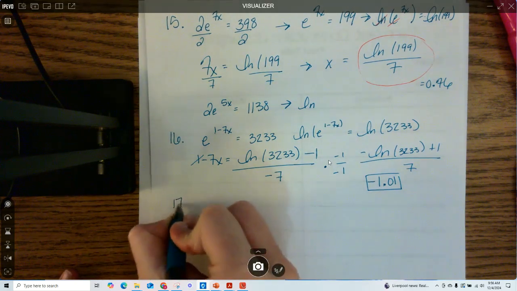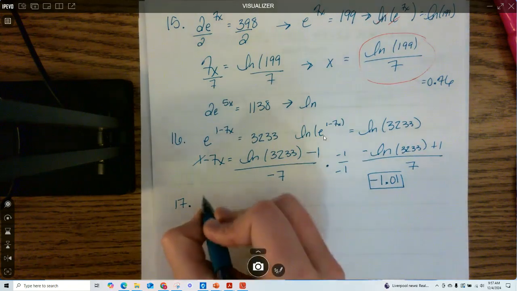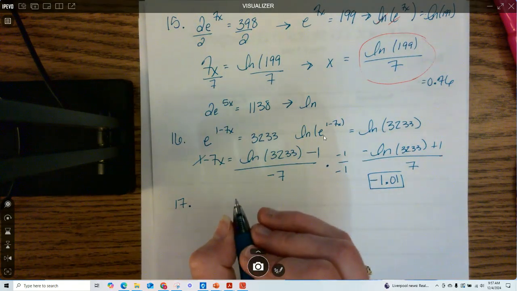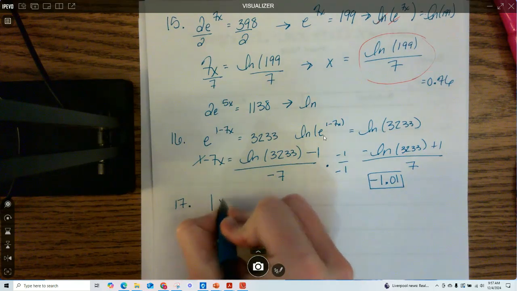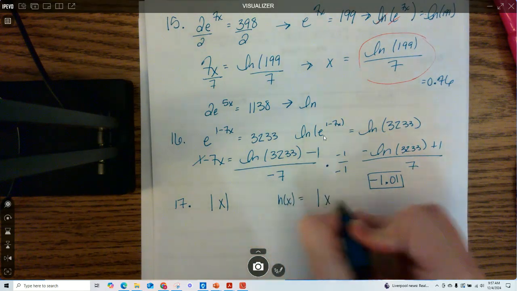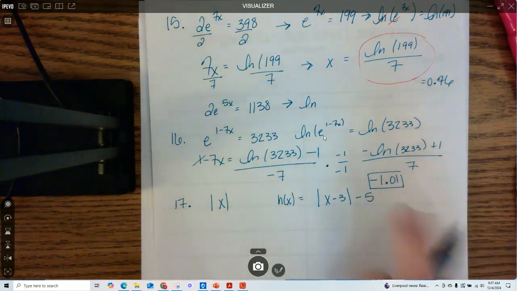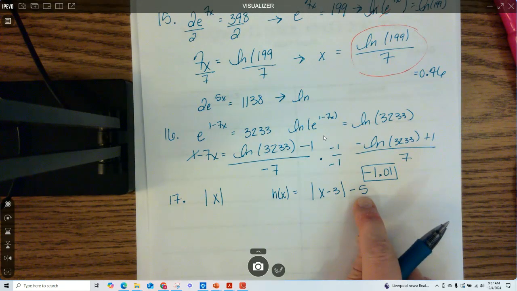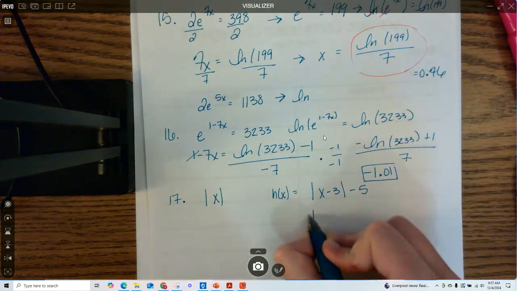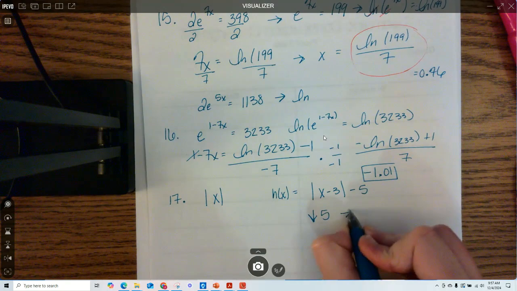Okay, 17. Use transformations of the absolute value function f of x equals the absolute value of x to graph the function h of x equals the absolute value of x minus 3, and then outside is minus 5. If it's outside, you're going up and down, so you're going to go down 5. If it's doing it to the x, it's opposite land. So if it's x minus 3, it's going right 3.